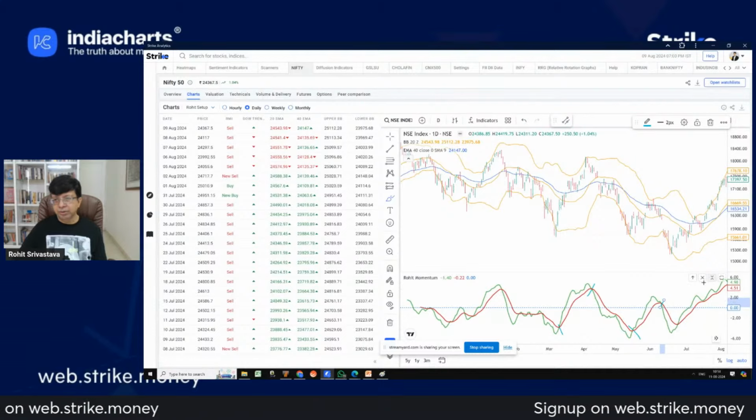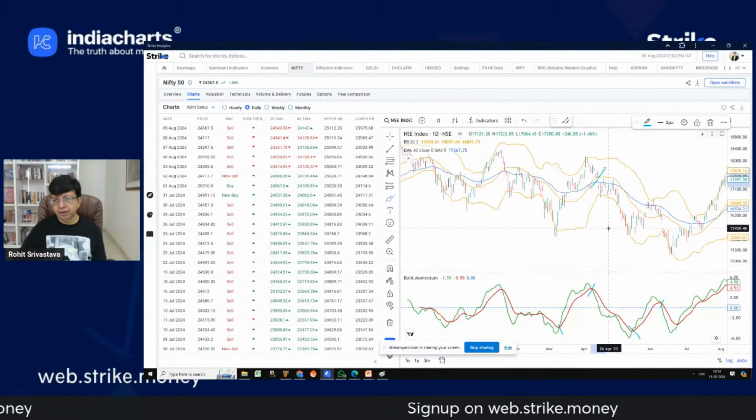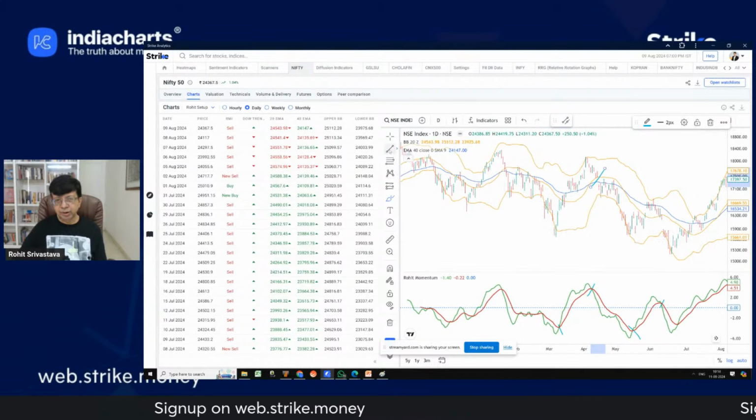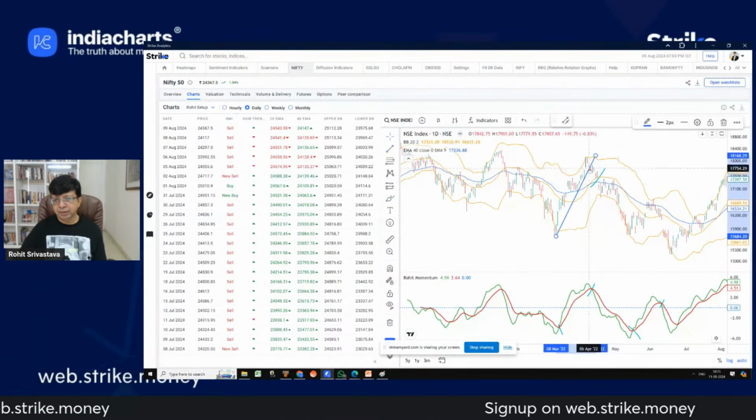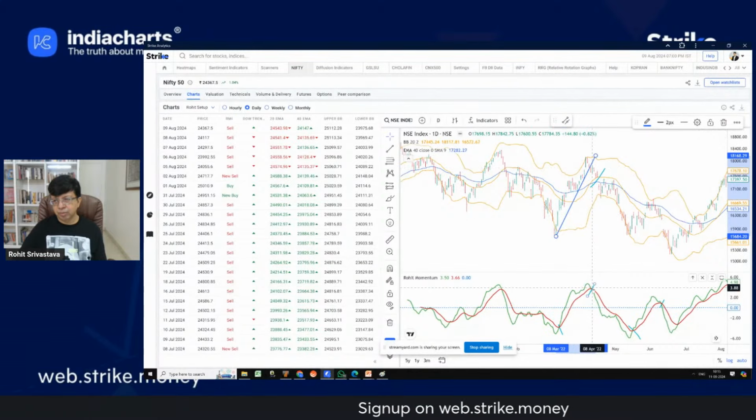Then you'll say, why do I really need to wait for it to break a trend line or average or anything? It will immediately play out. Even if I drew a trend line from this bottom to this top, I could have taken this break along with the RMI as a combination to say, okay, now I have a confirmed trend reversal.